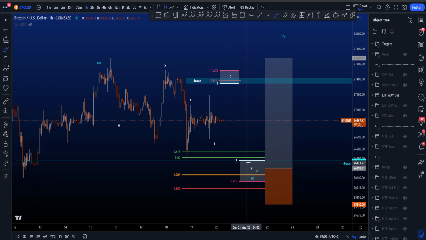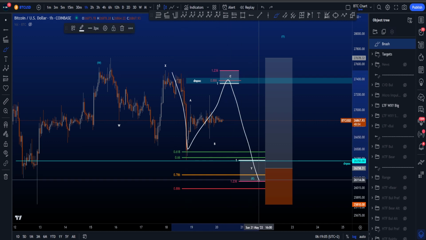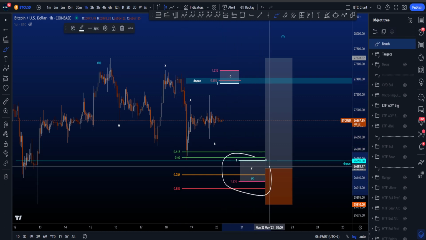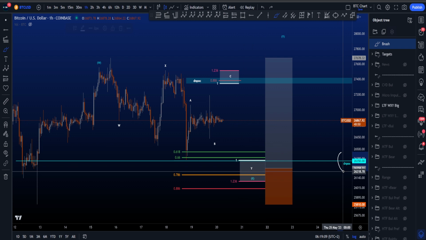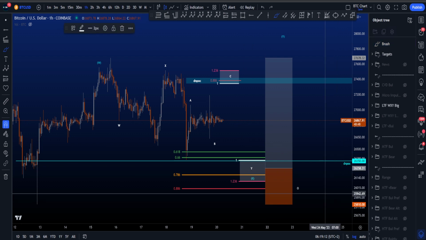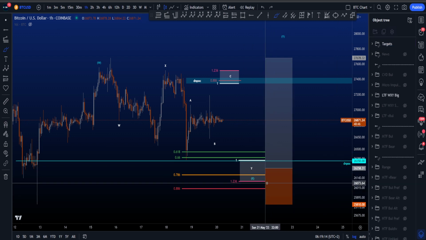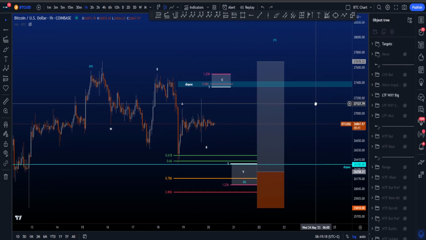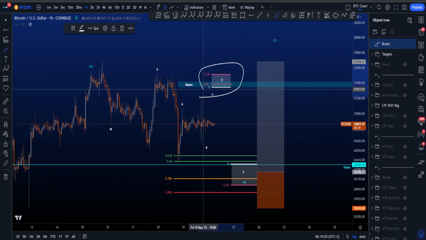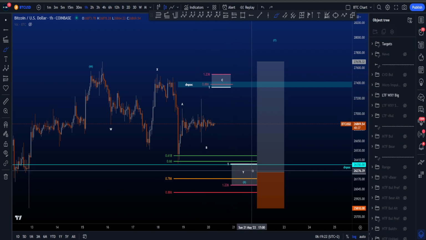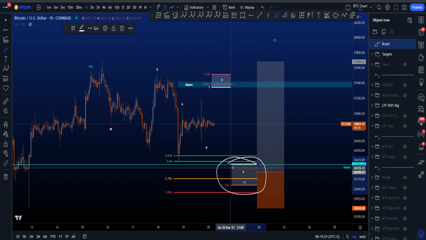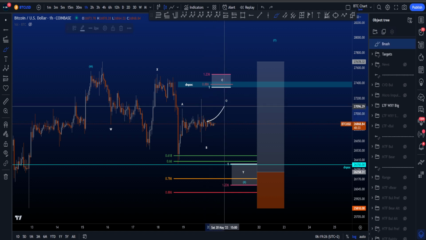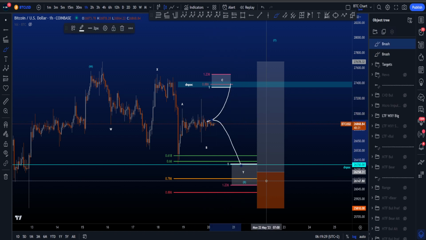this wave Y over here, for this to be an ABC, is between the 1 and the 1.236, which is between the daily naked point of control at 26.350 and 26k. So this is a very important support area for Bitcoin. So now we identified a very important resistance area for Bitcoin, and we have identified a very important support area for Bitcoin.